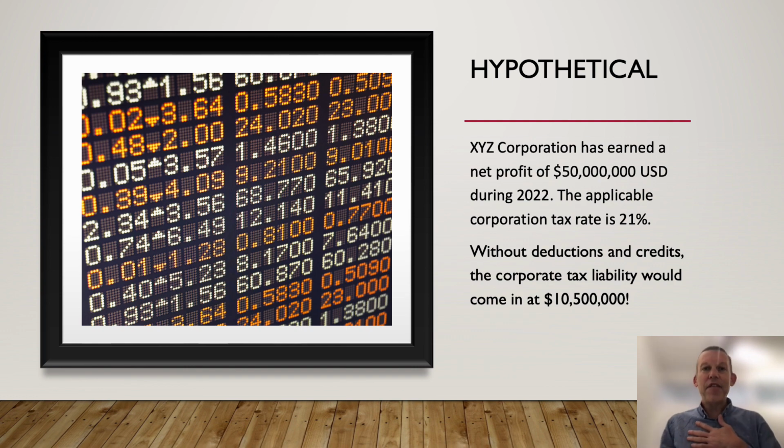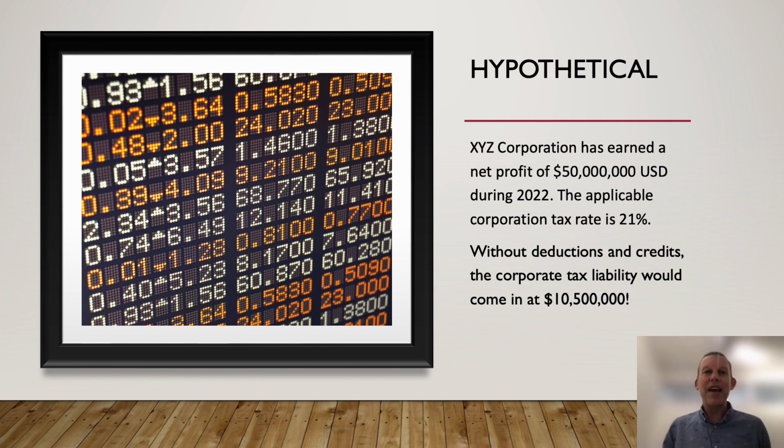So, let's just say hypothetically that XYZ Corporation has profits of $50 million in 2022. For corporations in that income bracket, the tax rate is 21%. So, if there were no deductions or credits or other loopholes, that corporation would be liable to pay $10.5 million in taxes alone. The good news is there are lots of loopholes and lots of deductions that can help us greatly. Okay, so that's a little bit about income.